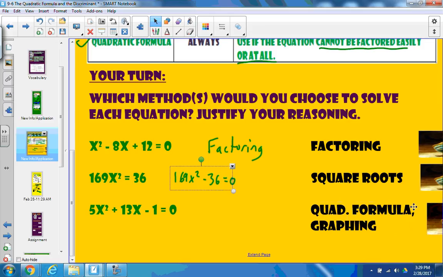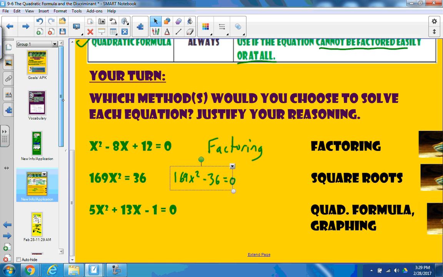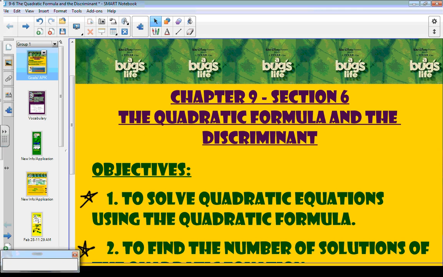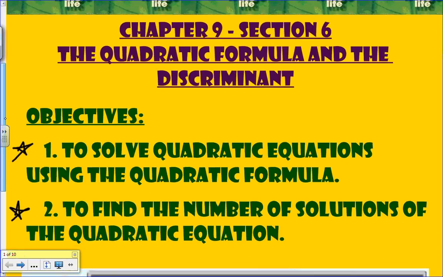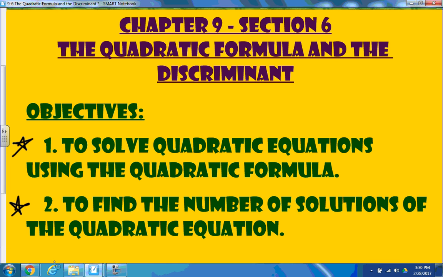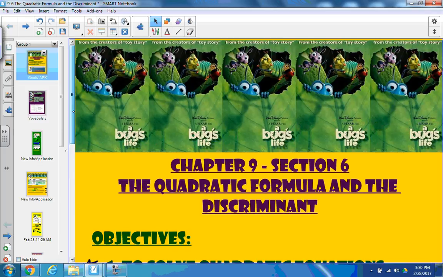All right. So again, deciding what the best one would be makes life easier on you. Going back to our learning targets, our objectives for today in section 6 of chapter 9: to solve quadratic equations using the quadratic formula, I think we did that. And to find the number of real solutions of a quadratic equation, I think we did that using the discriminant. We even added talking about the different ways that we've learned so far to solve a quadratic and finding the best one. All right, so that's the end of our Bug's Life tale of the quadratic formula.